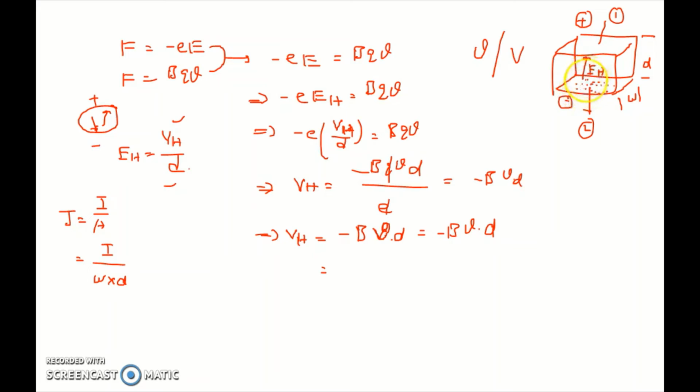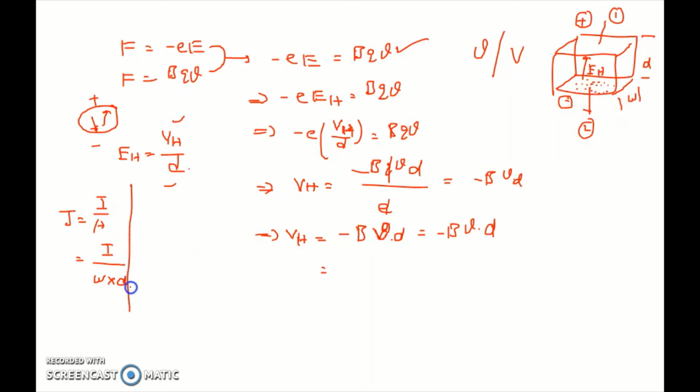If both these forces are equal, then this condition is called an equilibrium condition. So from that condition I started here, as I said from the previous slide. Now finally I got J as I divided by W into D, where W is the width and D is the distance between both these two surfaces, or you can also take it as the thickness of this specimen.